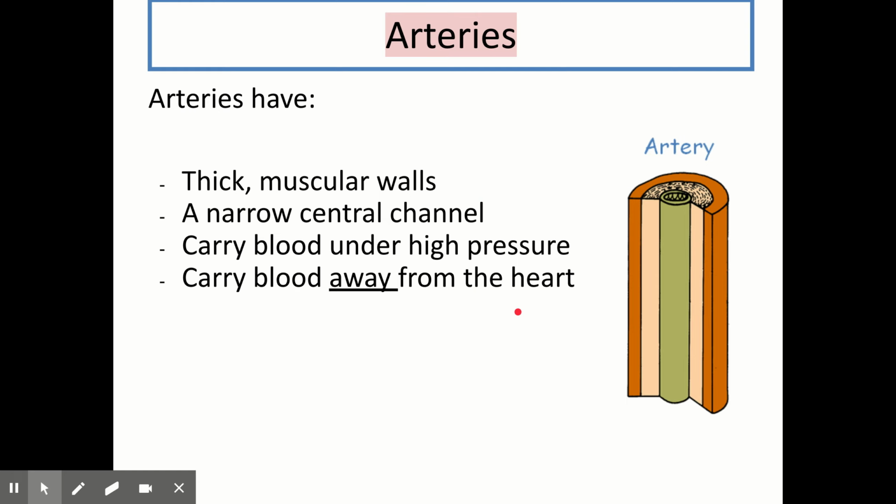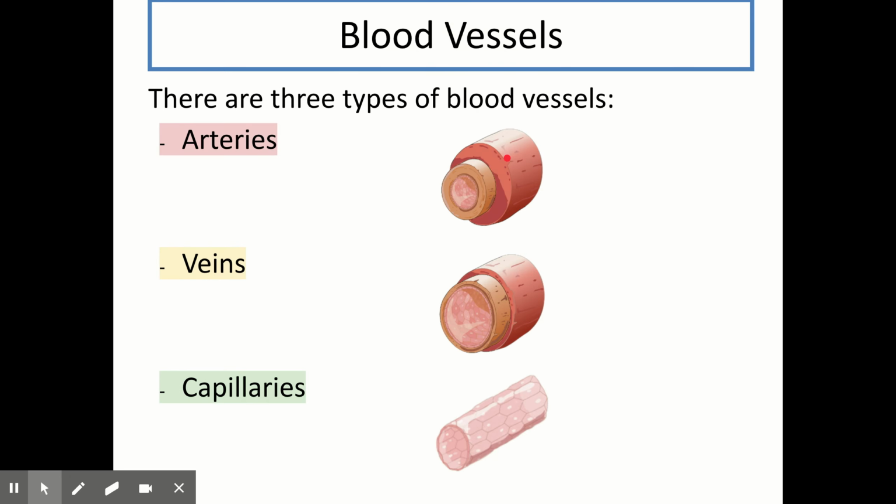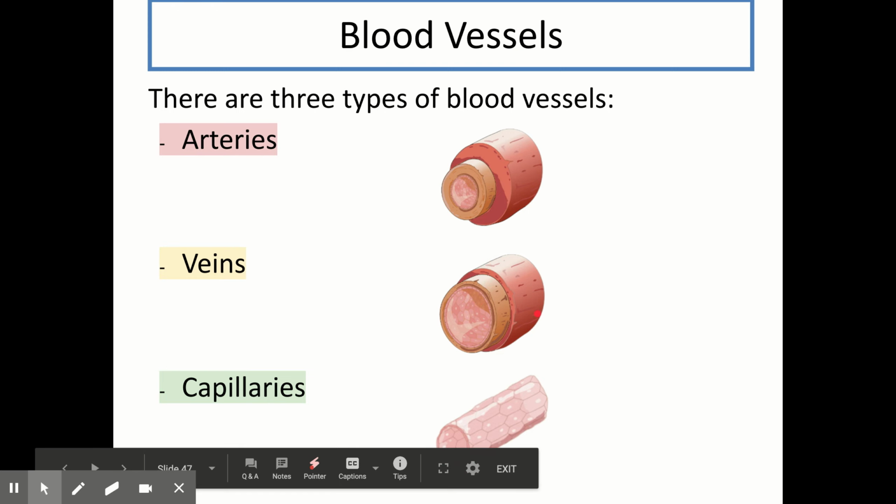So the first blood vessel we're going to look at is arteries. Now, we already mentioned arteries when we spoke about the heart, and you already know that they carry blood away from the heart, so arteries and away. If we look at the diagram here, where the artery's been cut in half, you can see they have very thick muscular walls. If I can go back, you can see that this is especially thick compared to veins, and the capillaries don't seem to have any at all.